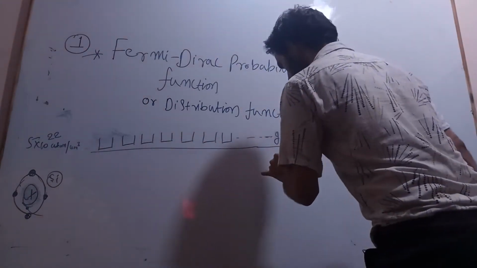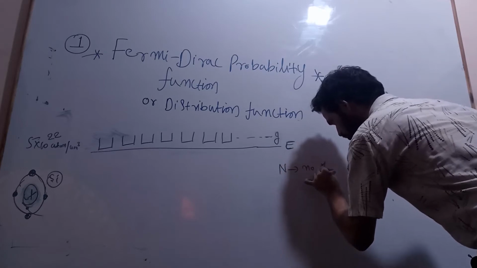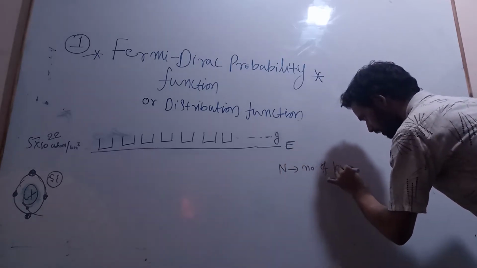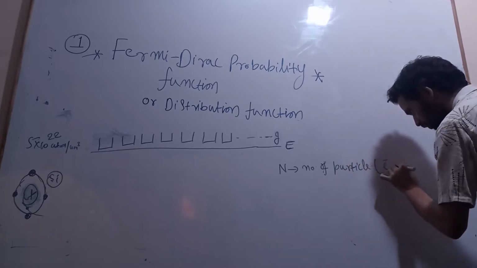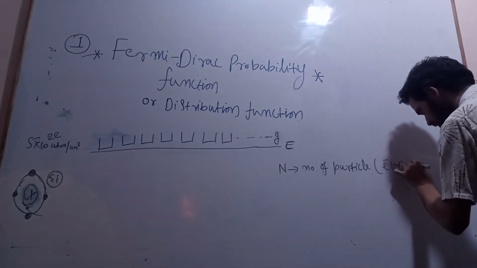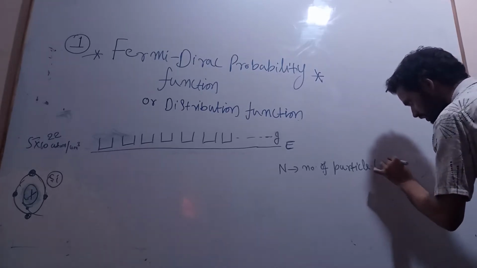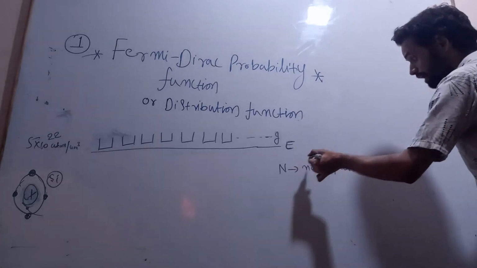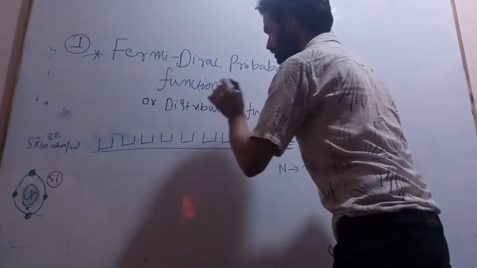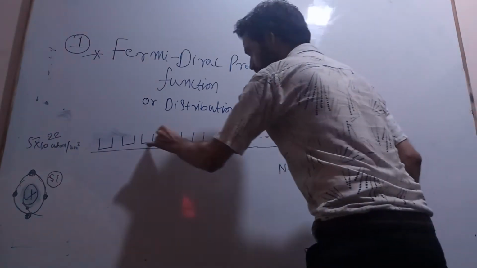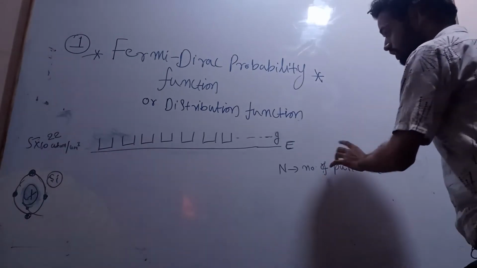Now I have N number of particles. N is the number of particles, and it may be an electron or it may be a hole. Let us take this particle as an electron. I have N number of electrons, and I have G number of quantum states. So now see here, G number of quantum states.